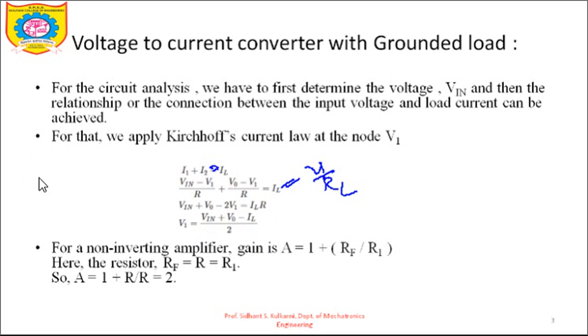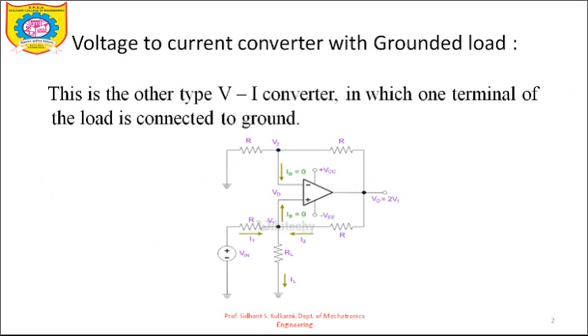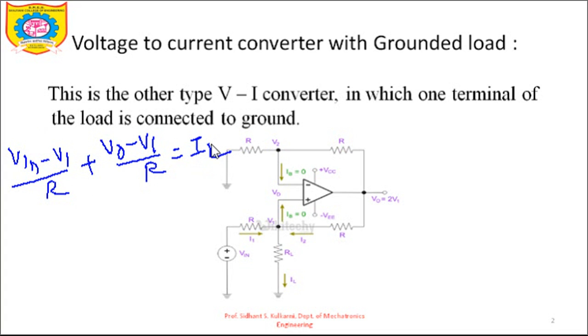See, if you remember the expression we calculated earlier: (Vin - V1)/R + (V0 - V1)/R = IL, we will keep this IL as it is. So Vin - 2V1 + V0 = IL into RL, or IL into R.